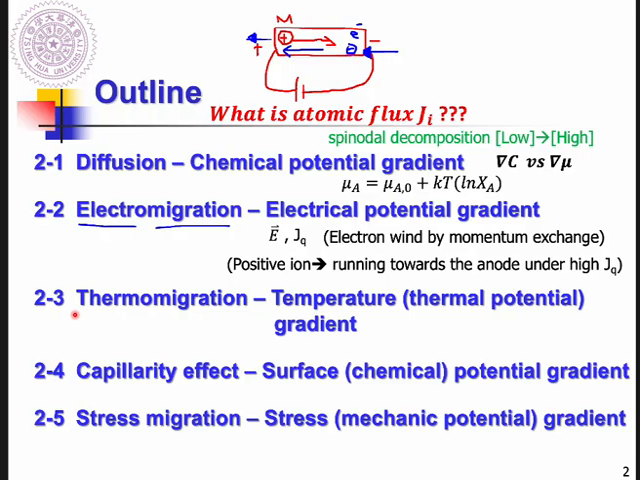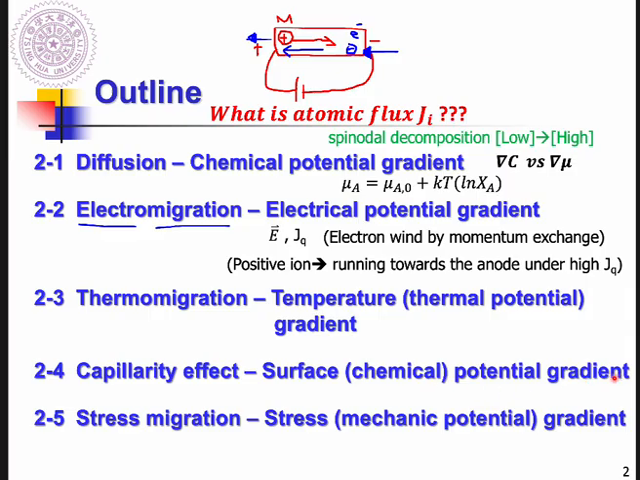The third section we call thermal migration. The driving force is a temperature gradient. As long as we have a large temperature gradient, this will also drive the atoms to move. The moving direction we will discuss later. The fourth possible driving force is the capillarity effect, which is due to the varying curvature on our material surface. The surface chemical potential varies in the meantime, which will cause a surface chemical potential gradient.